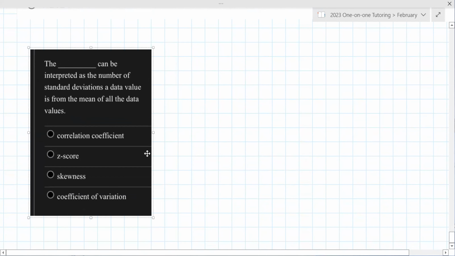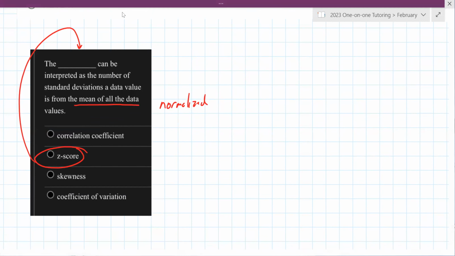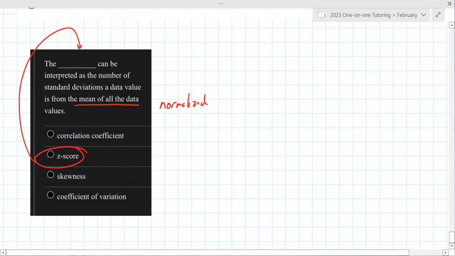So this is number 19. The blank can be interpreted as the standard deviation. Standard deviation: how far a data value is from the mean of all the data. I mean, this is one of those where I just have to give you the answer. It's a z-score. The z-score tells you how far you are from the mean. It's a normalized value. I don't know if there's anything more to say on that.